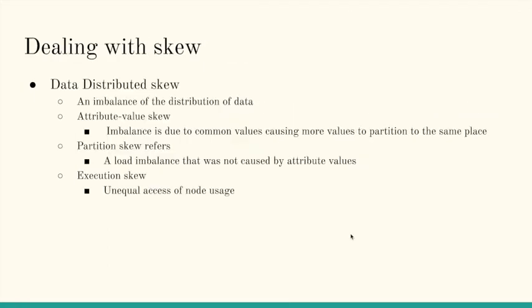Dealing with skew. Data distribution skew is when data is distributed unevenly amongst nodes. This can come from multiple things. It can be attribute value skew, in which the imbalance comes from the partition values that are given. Partition skew refers to a load imbalance that was not caused by the attribute values. Execution skew can happen when there's access to nodes unevenly and some get repeated too often.